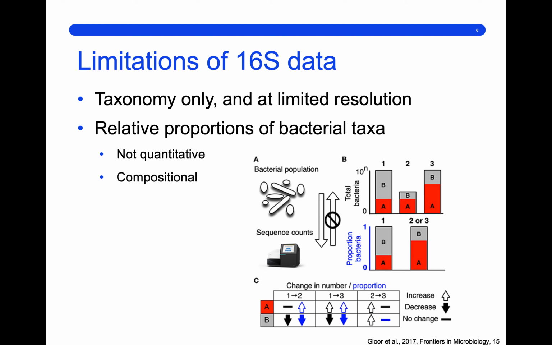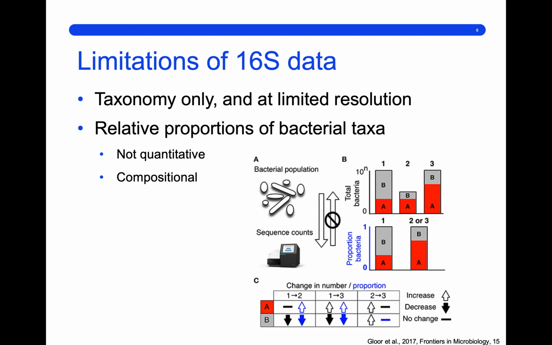So thinking back again about the limitations of 16S data, another thing that's really important to remember is that what we will get back is information on the relative proportions of bacteria of different taxa within any one sample. So this is not a quantitative method. We can't get information on the numbers of bacterial cells. And one way to think about this is shown in the figure here. So this data is really compositional, and that relates back to this idea that it's about relative proportions.